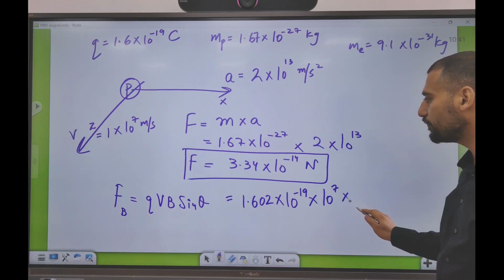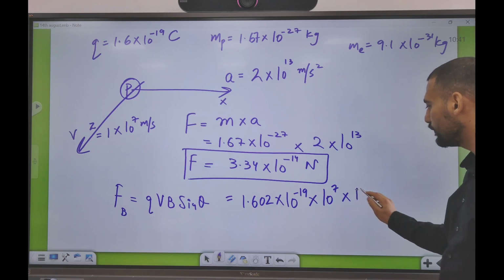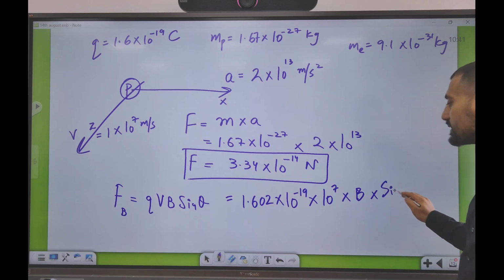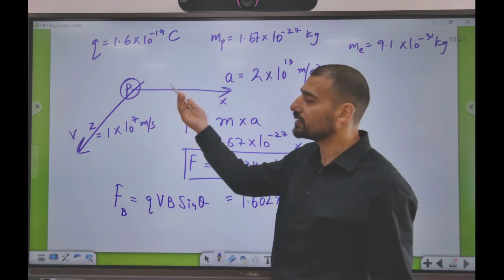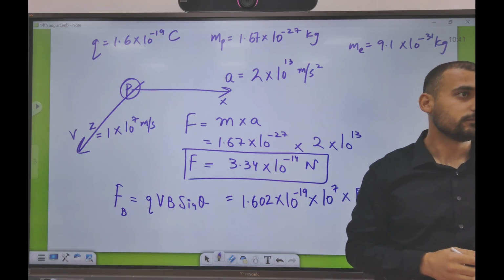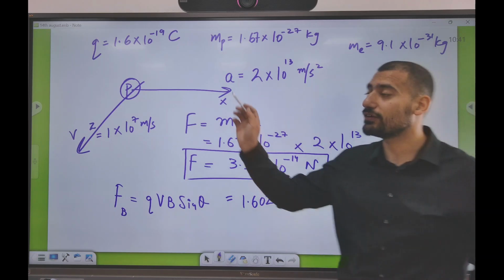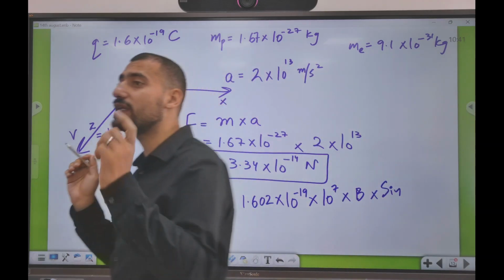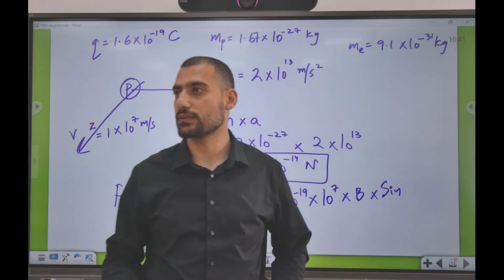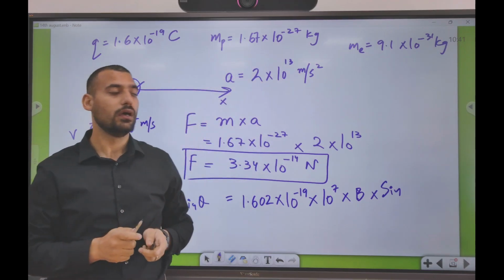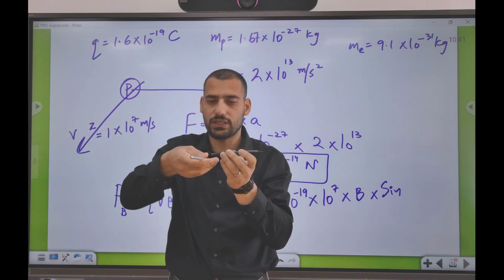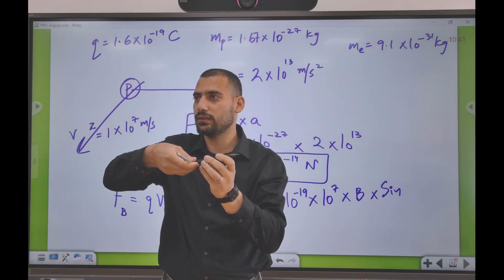What is the magnetic field? We do not know the magnetic field. Let it be B times sine of the angle. What is the angle between the velocity and the magnetic field here? You have to be very smart while you are thinking about it. Very important. In this direction our force is there, right? And in this direction we have our velocity, correct?